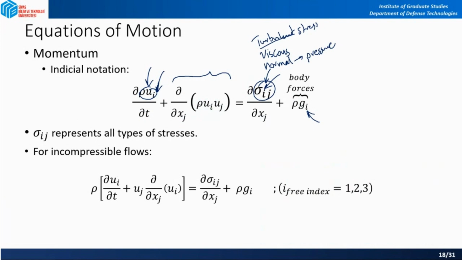And the same holds for sigma ij. So sigma ij is a second order tensor. You are taking the derivative of this with respect to one vector. So the answer to this term is also a vector.